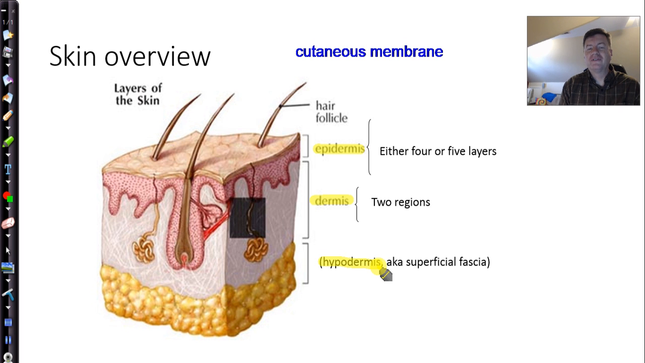So before we delve in, recognize that when we're talking about these layers, the epidermis has 4 or 5 subparts or sublayers that make up this very thin piece of the skin. The dermis has 2 regions or zones, and we will approach that on another video.